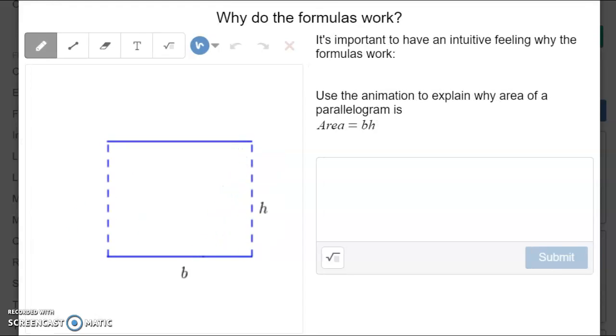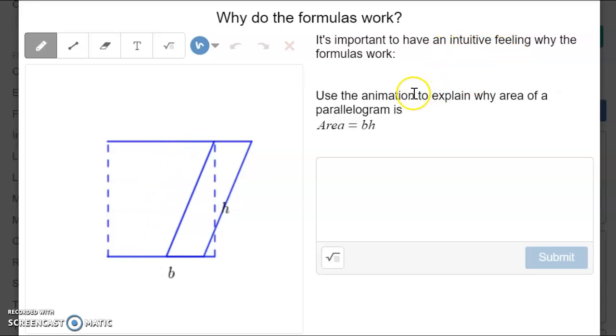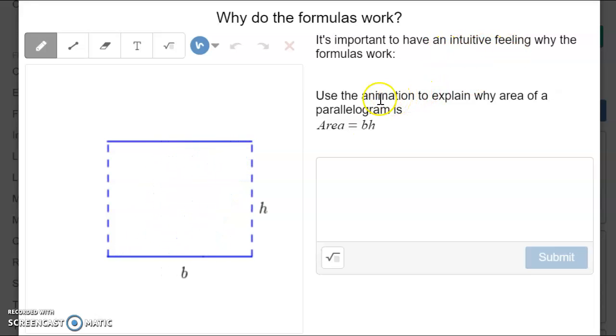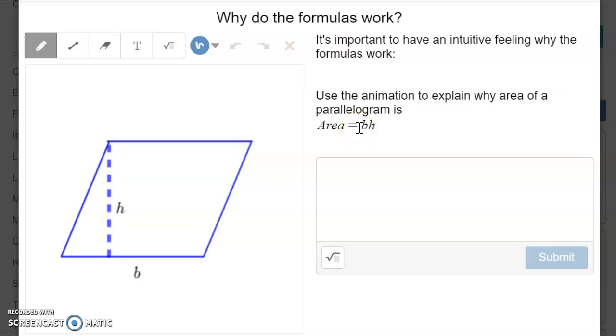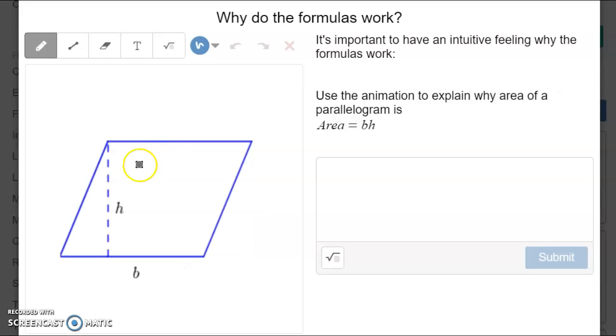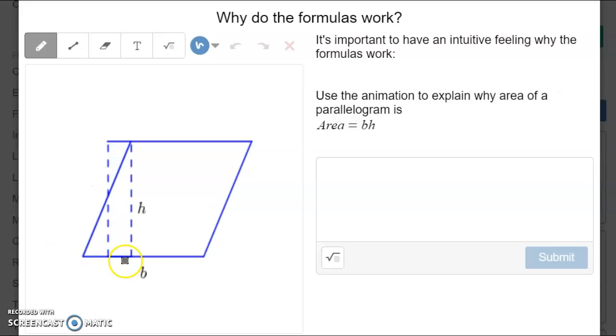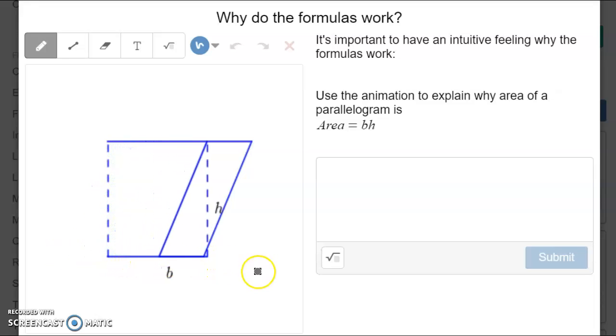All right. Why do the formulas work? It's important to have an intuitive feeling for why formulas work. So this is for the parallelogram, which says the area is base times height. If you think of a parallelogram, you can cut that piece off and move it over, and since it's parallel, it's going to fit right in. So it's just going to be base, whatever that base is, times height.